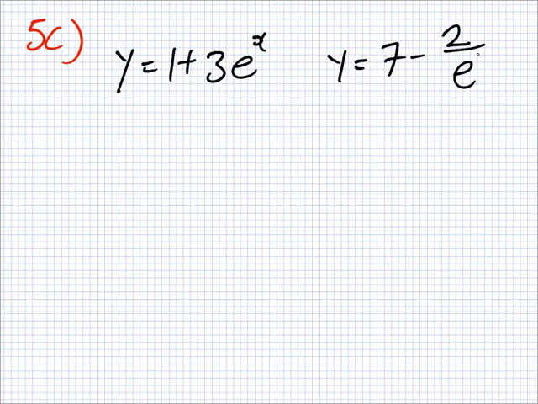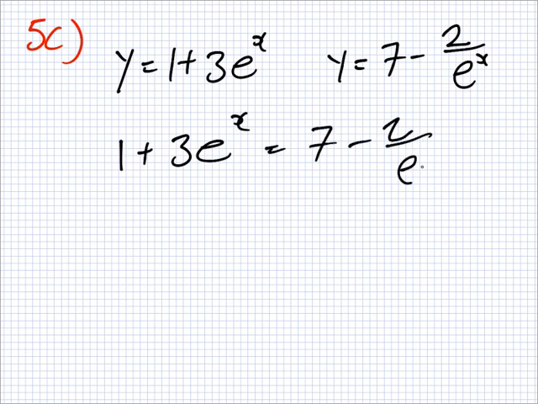Alright. 5C. So, we have y equals 1 plus 3e power x, and y equals 7 minus 2 over e power x. We want to know where these curves meet. I should make them equal to each other, because they're both equal to y. So I get 1 plus 3e^x equals 7 minus 2 over e^x. Is that okay so far? What do you think I should do next?